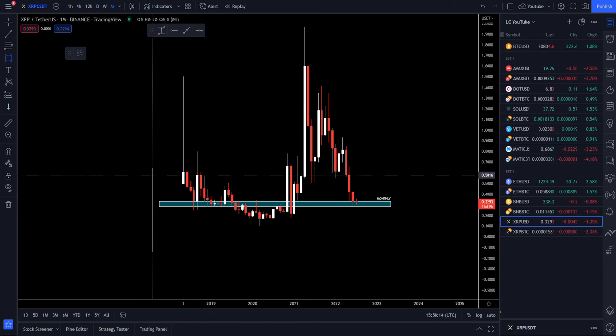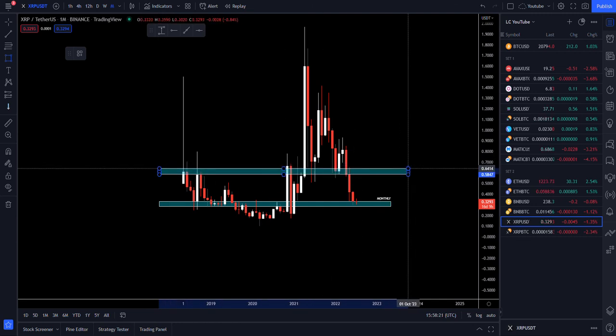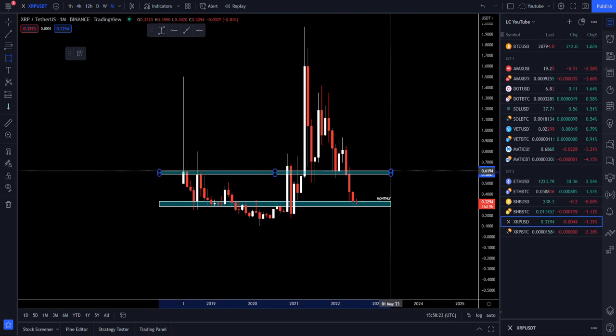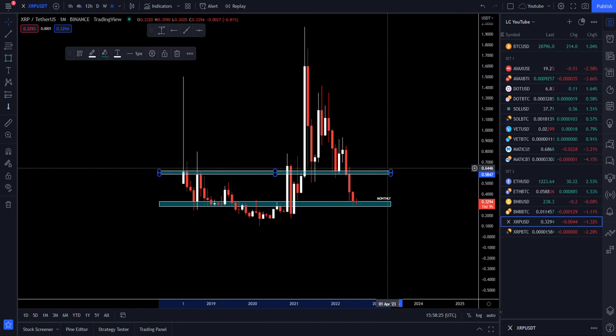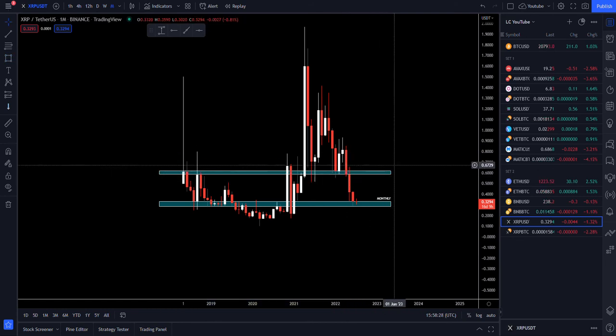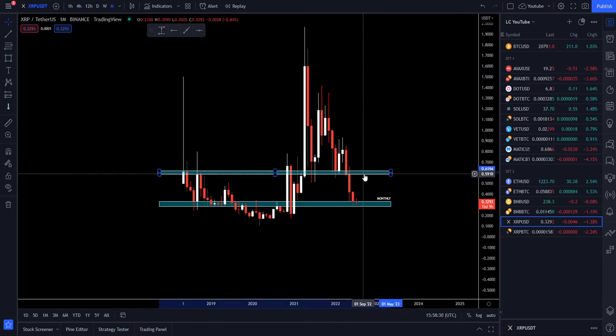So I'm going to go from the actual close of the candle body on October 2018, and then go right across and up to these candle body closes of January and Feb 2022. Give that a quick tag.